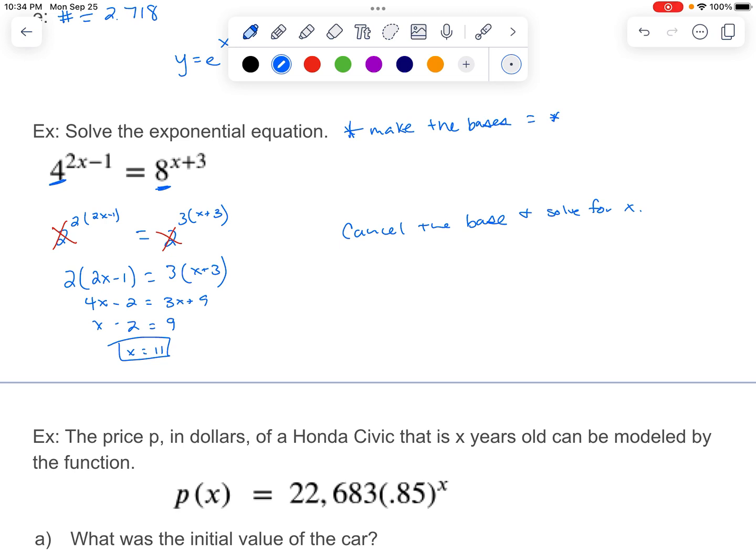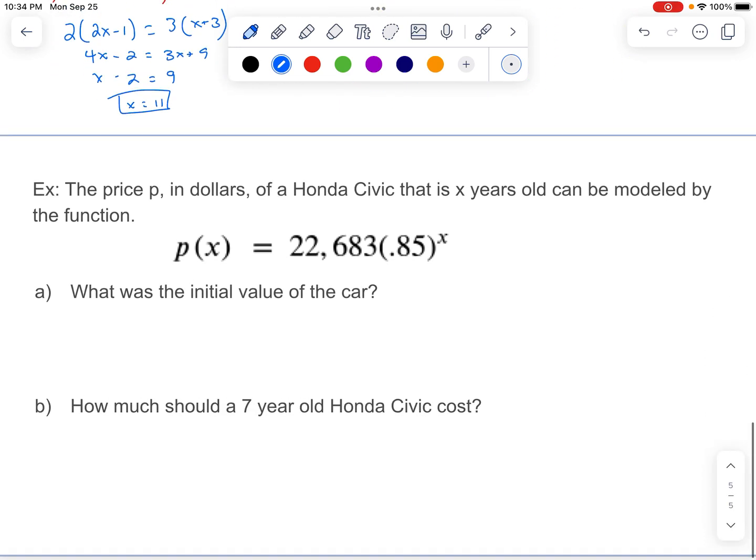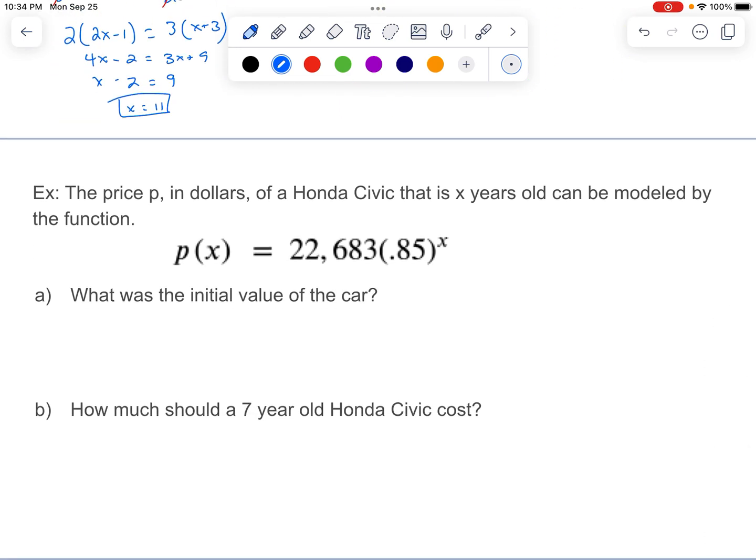And last but not least, an application problem here. The price P in dollars of a Honda Civic that is x years old can be modeled by the function P of x equals 22,683 times 0.85 to the power of x. So what was the initial value of the car? So remember, if we're in that format of y equals a times b to the power of x, a is the initial amount. So our initial value here is that 22,683.